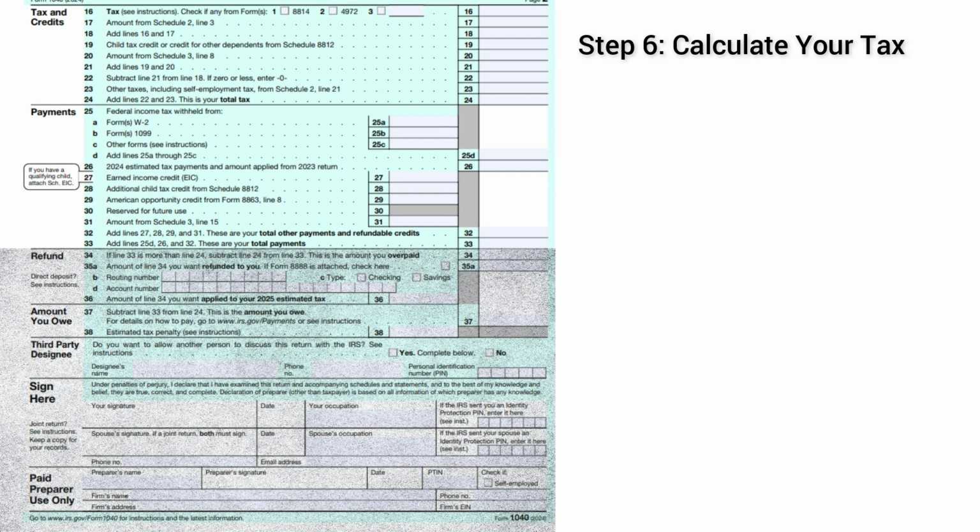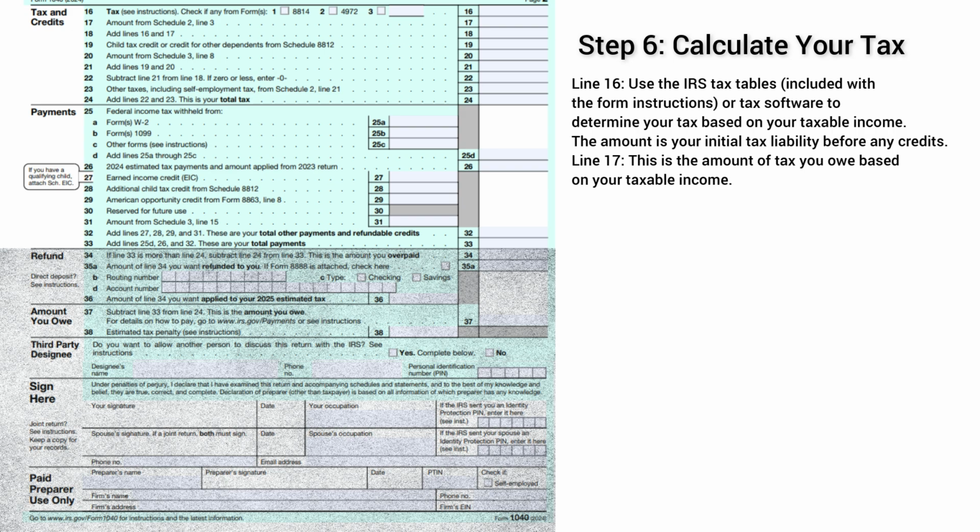Step 6. Calculate your tax. Line 16. Use the IRS tax tables, included with the form instructions, or tax software to determine your tax based on your taxable income. The amount is your initial tax liability before any credits. Line 17. This is the amount of tax you owe based on your taxable income.